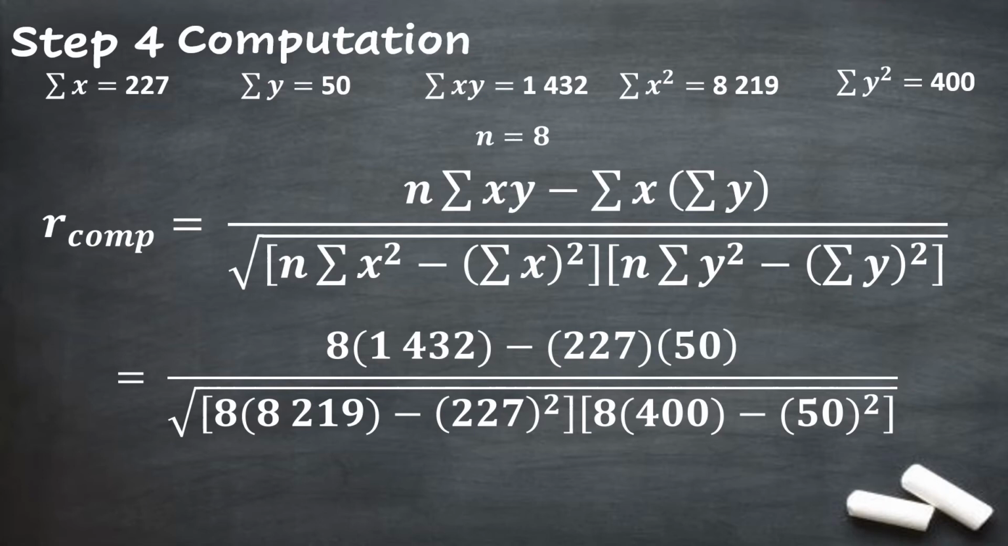I discourage you to directly solve this in your calculator because of the amount of numbers that we have, and I'm not really sure if your calculators can take everything as input. So I highly suggest you compute for the numerator first, and then you simplify the denominator, and then you divide the numerator by the denominator, and then that's the time you can compute for the R computed.